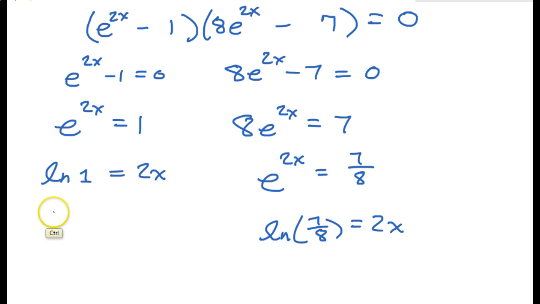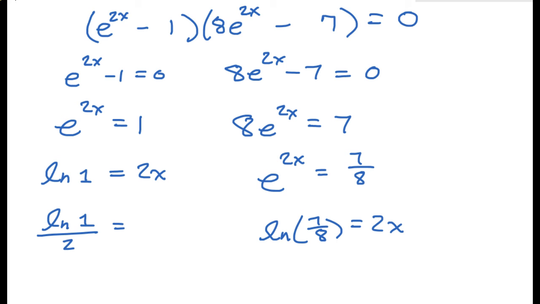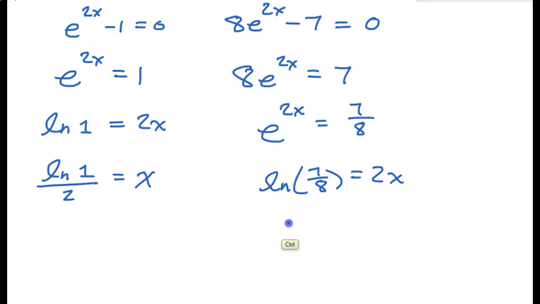Dividing both sides by 2, I will get natural log of 1 divided by 2 is equal to, whoops, I'm thinking ahead. I'm giving away hints, y'all. So that will equal x. And this, I will have natural log of 7/8 divided by 2 is equal to x.